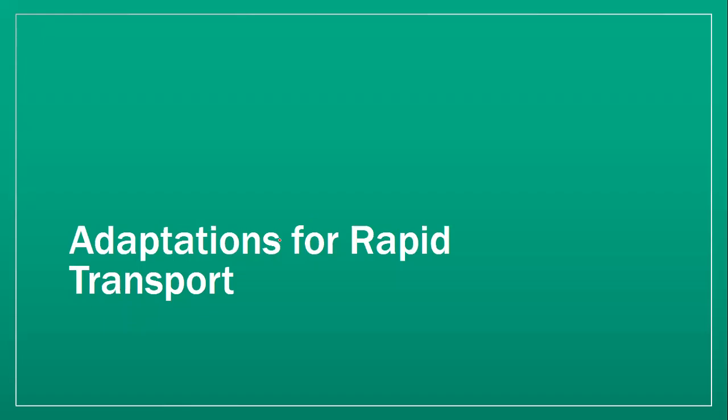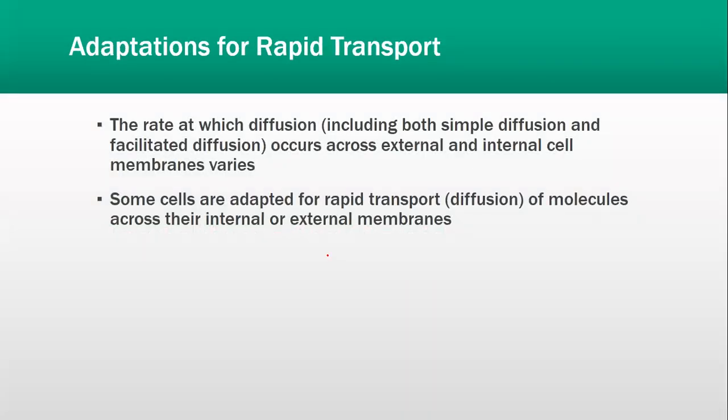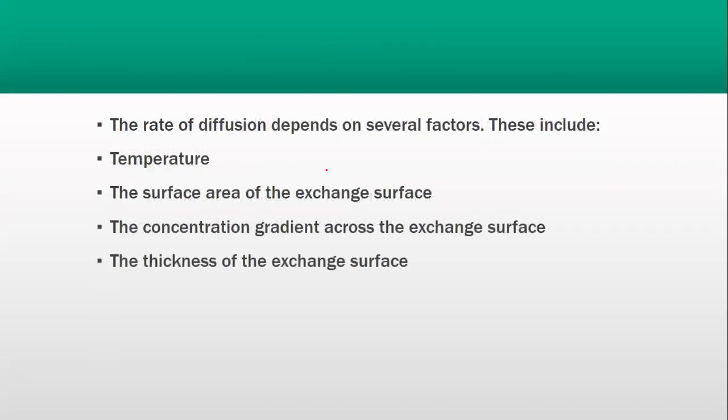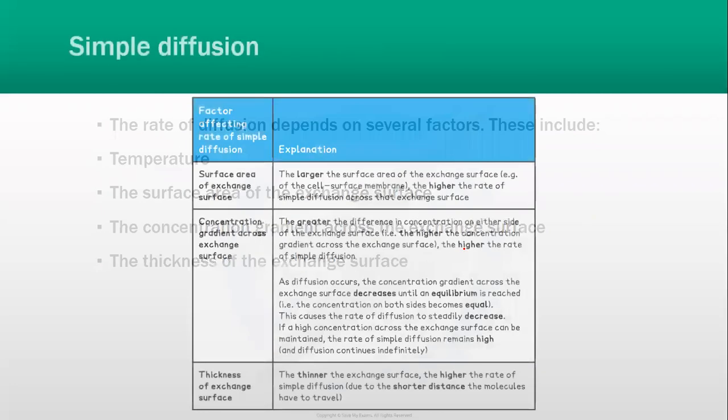Now we'll talk about the different adaptations for rapid transport. The rate at which diffusion occurs, including both simple and facilitated diffusion, across external and internal cell membranes varies. Some cells are adapted for rapid transport, diffusion of molecules across their internal or external membranes. Now, the rate of diffusion depends on several factors. These include temperature, surface area, concentration gradient, and the thickness of the exchange surface.